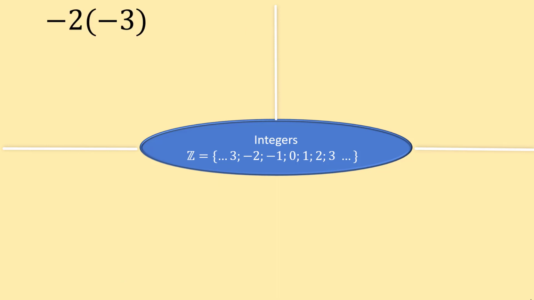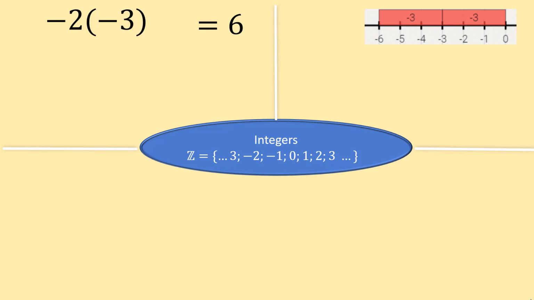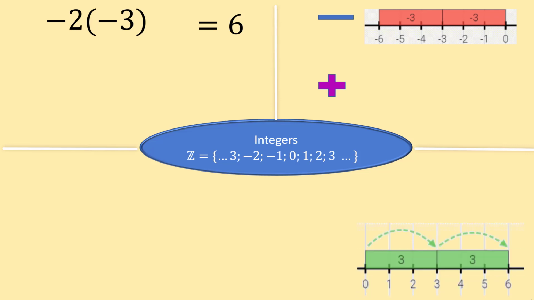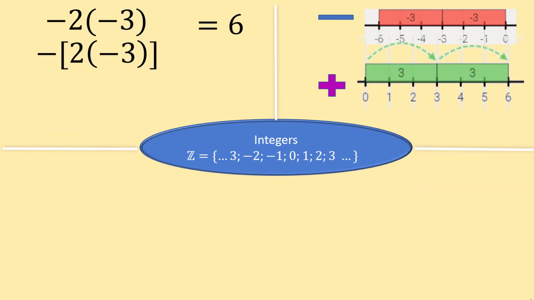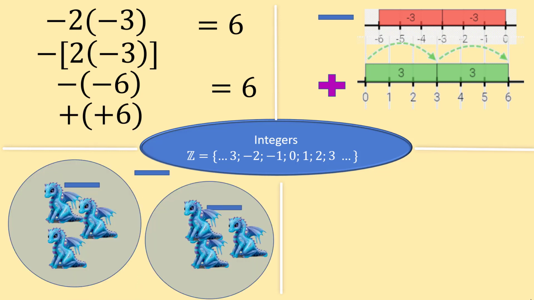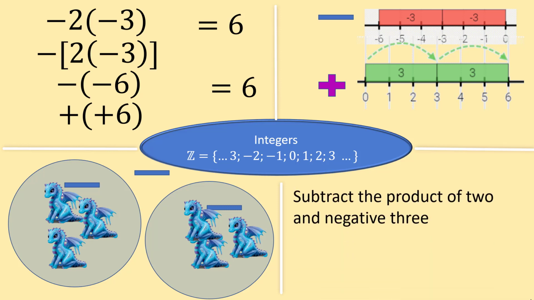In this case, since there are no brackets around the -2, I would rather say subtract two groups of -3, and that is positive 6. Why? Because two groups of -3 is -6, but if we subtract a -6, it will become a positive 6. So we can read it as two groups of -3, we subtract a -6, so we add the additive inverse, and it's 6. We subtract two groups of -3. So to subtract two groups of -3 is the same as adding two groups of 3. Subtract the product of 2 and -3, subtract 2 times -3.